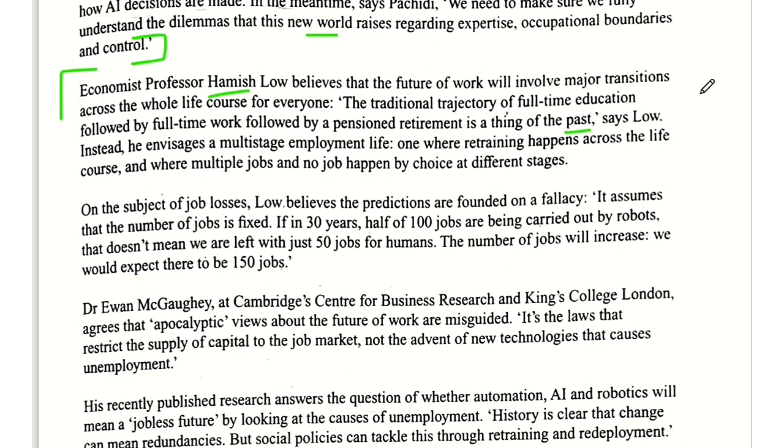On the subject of job loss, Hamish believes the predictions are founded on fallacy. It assumes that the number of jobs is fixed. If in 30 years half of 100 jobs are being carried out by robots, that doesn't mean we are left with just 50 jobs for humans. The number of jobs will increase. We would expect there will be 150 jobs. So this is the complete details about Hamish.